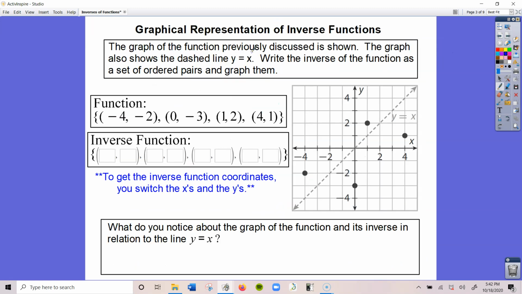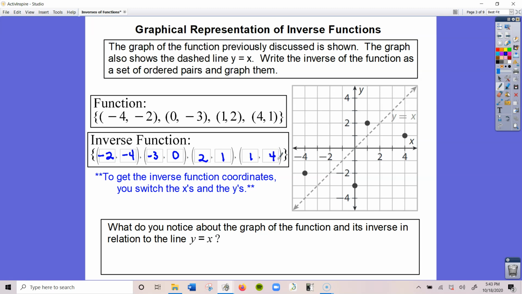Now over here, I have given you function values, which are the same coordinates that we were dealing with earlier: (-4, -2), (0, -3), (1, 2), and (4, 1). Now for the inverse function, that just means that the x and the y values switch places. So for the (-4, -2), your new coordinate would be (-2, -4), followed by (-3, 0), (2, 1), and (1, 4).